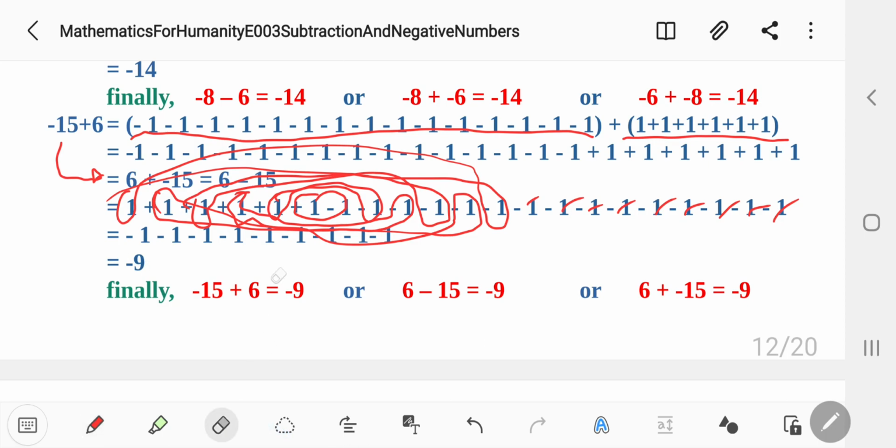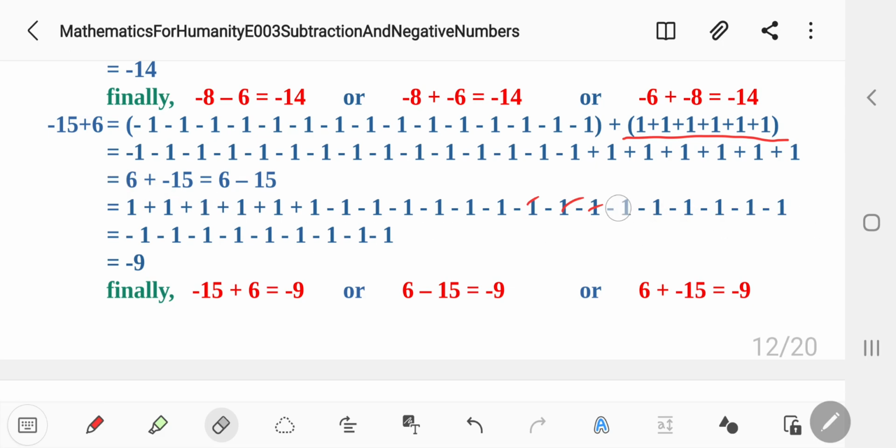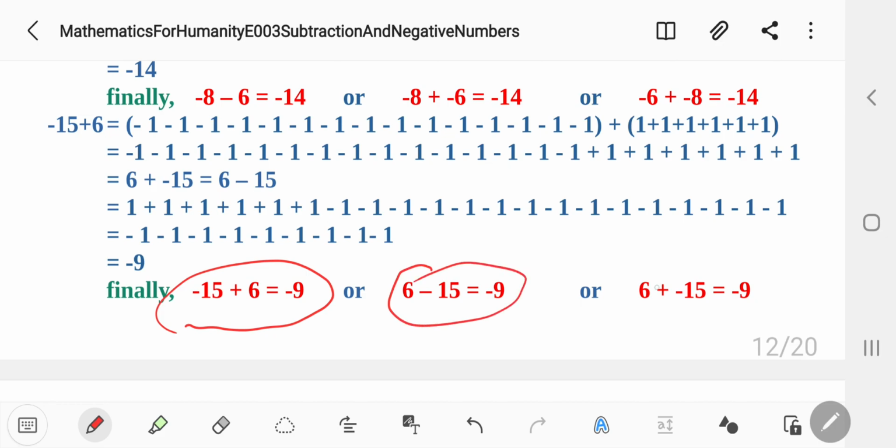So therefore negative 15 plus 6 is equal to negative 9. Or you can write it in different ways: negative 15 plus 6 equals negative 9, or 6 minus 15 equals negative 9, or 6 plus negative 15 equals negative 9. That's how easy it is. Next one.